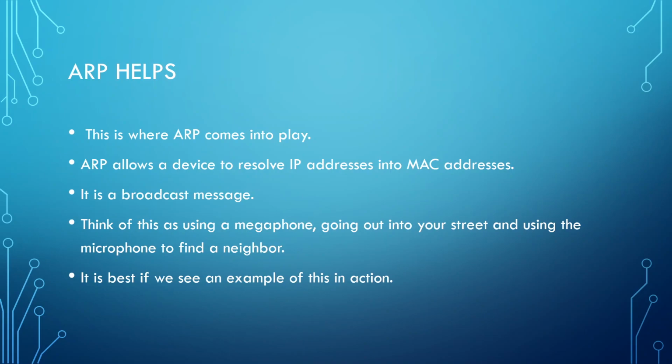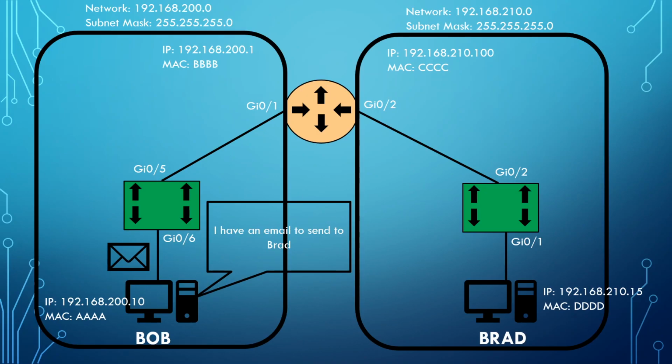ARP works in exactly the same manner. With ARP, the device shouts out to everybody, "I am looking for the device with this IP address, 192.168.200.1. I want to know what its MAC address is." It announces this to everybody on the network in the hope that the correct device will receive the message. If the correct device does, it responds directly back to the sender of the ARP message, listing its MAC address. So let's see this in action.